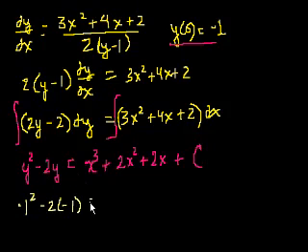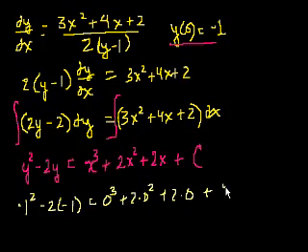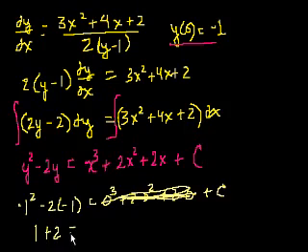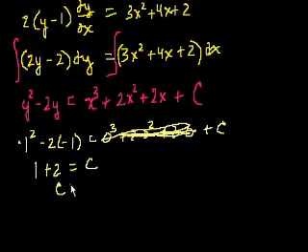Right? That's the value of y when x is equal to 0. So when x is equal to 0, that's 0 to the third plus 2 times 0 squared plus 2 times 0 plus c. So this is fairly straightforward. All of this is 0. This is, let's see, negative 1 squared, that's 1, minus 2 times minus 1, that's plus 2, is equal to c. And we get c is equal to 3.